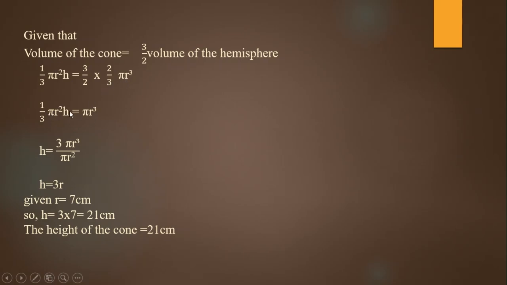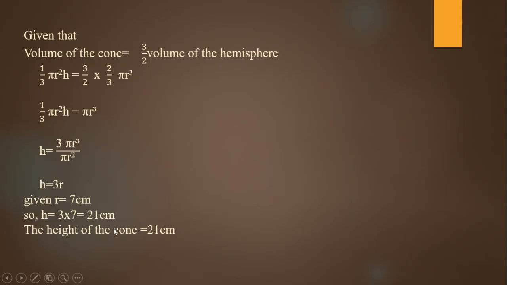So I am simplifying here. 1 by 3 pi r square h is nothing but pi r cube, because 3 by 2 and 2 by 3 get cancelled. We need only the height of the cone. h is equal to, just simplification, 3 goes this side: 3 pi r cube by pi r square. So pi gets cancelled, r square gets cancelled, and finally we get h is equal to 3 into r. Height of the cone is nothing but 3 into r, where r is 7 centimeters. That's why h is equal to 3 into 7, 21 centimeters.